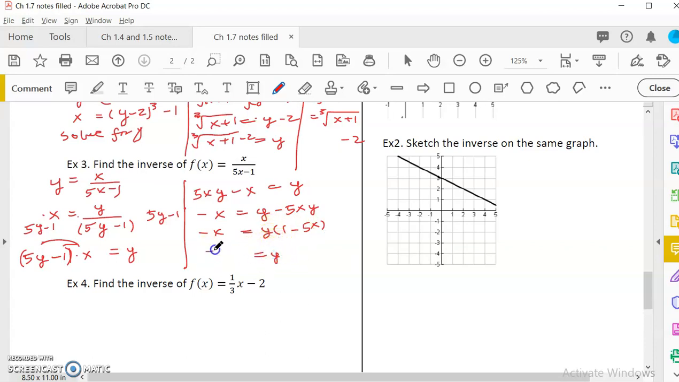So y would be negative x over 1 minus 5x. If you want to switch the negative, you can say x over 5x minus 1 also. And write it back as the inverse function, it would equal negative x over 1 minus 5x. Or if you multiply negative 1 top and bottom, it's x over 5x minus 1. Turns out that it's the same as the beginning.